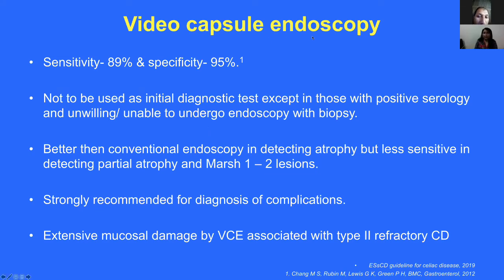Then comes the video capsule endoscopy, in which we give a capsule which has an inbuilt camera inside, and the capsule passes through the small intestine and takes multiple photographs. We can check that just like Holter monitoring. That has very high sensitivity and specificity. Although the test is very costly, this is not used as an initial diagnostic test, except in patients with positive serology who do not want to undergo endoscopy and biopsy. In those cases, this video capsule endoscopy can be done.